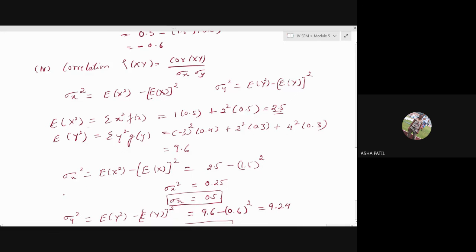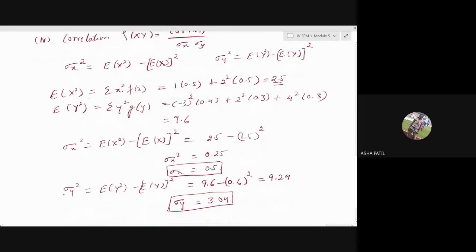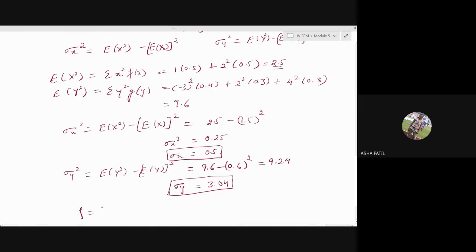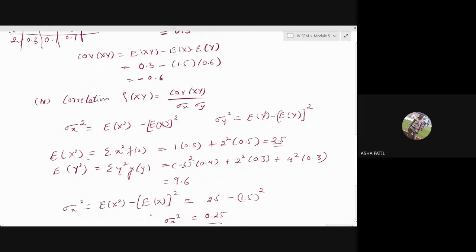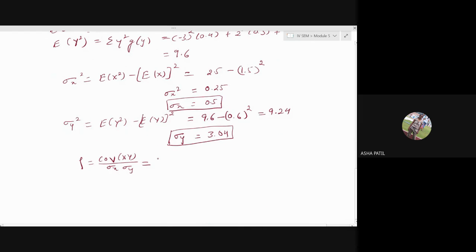Before that, we have sigma x and sigma y, let me write rho. Rho is equal to covariance of xy divided by sigma x into sigma y. What covariance value did we get? Minus 0.6, divided by sigma x 0.5, sigma y 3.04. See how much you get for correlation: minus 0.3947.